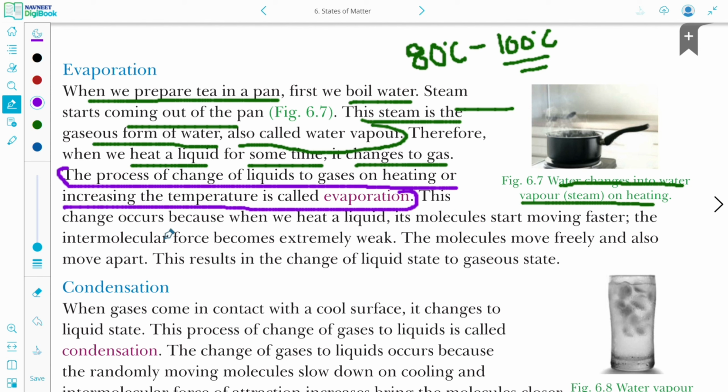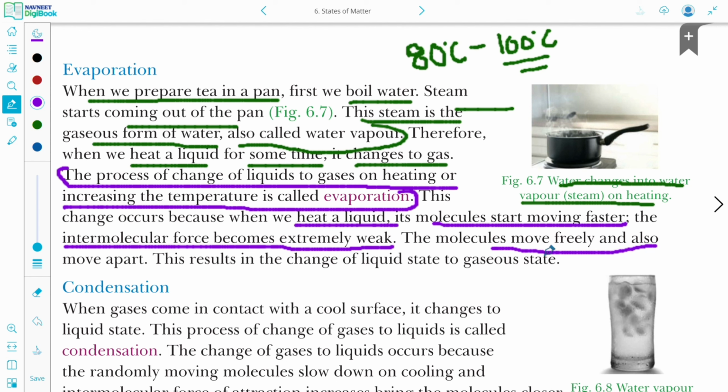This change occurs because when we heat a liquid, its molecules start moving faster and the intermolecular force becomes extremely weak. The molecules move freely and also move apart. This is why it results in the change of liquid state to the gaseous state.